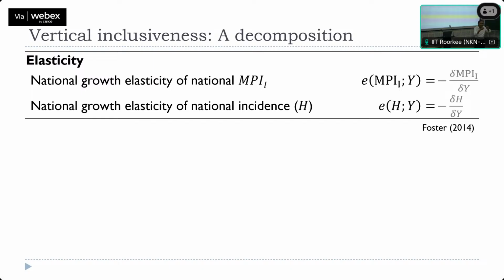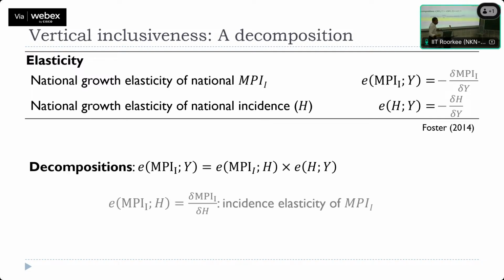That's why you need to look at these different things, not just compute the MPI, but look at how they have performed in H and in A. So what we could do through elasticity analysis, we can always try to look at that here. We can look at the other way around. You have your growth. Let's see how much multidimensional headcount ratio you have reduced. But then has that translated to reduction of MPI? Because if A has not changed, it will not translate to reduction in MPI. So let's see this kind of decomposition, what kind of information we can find.